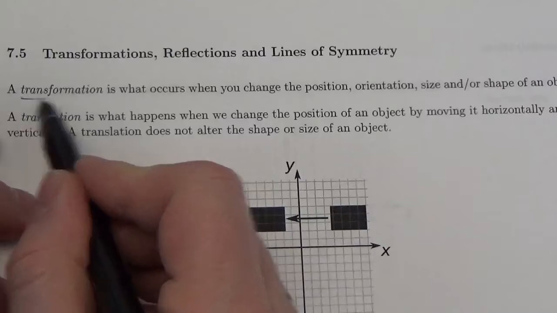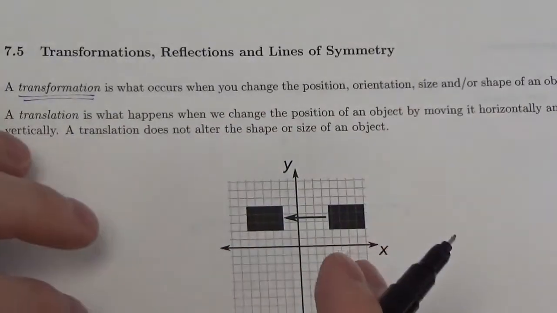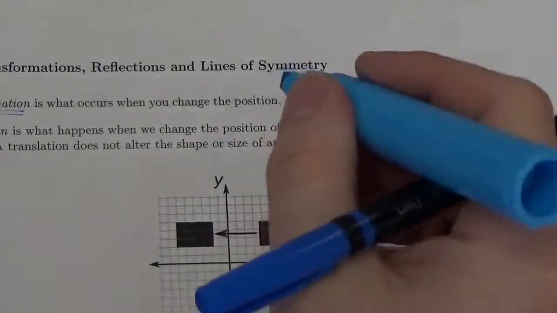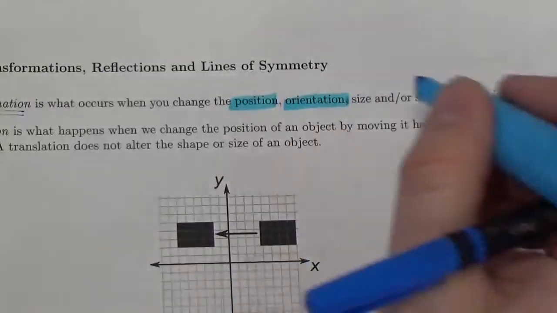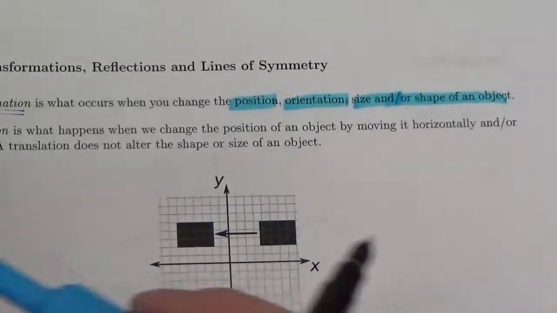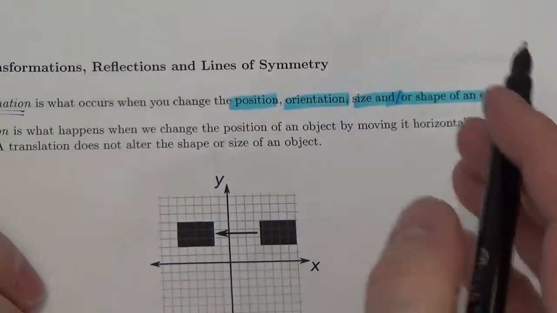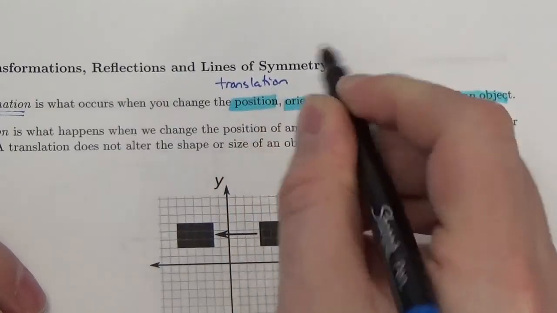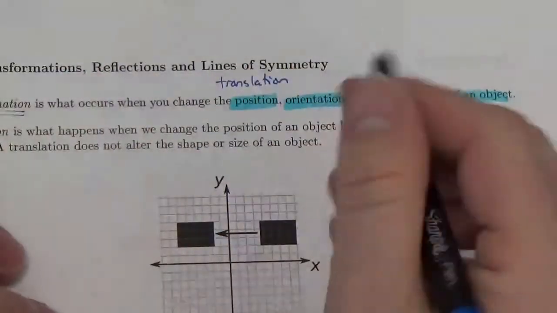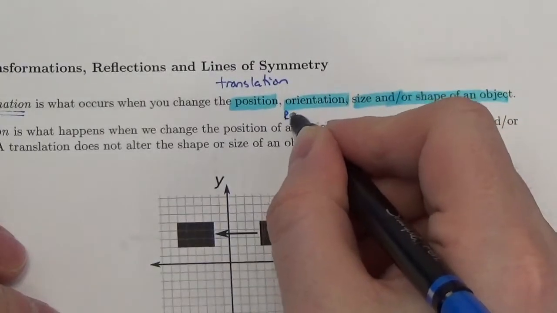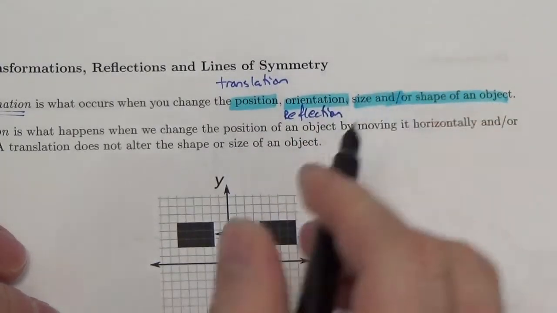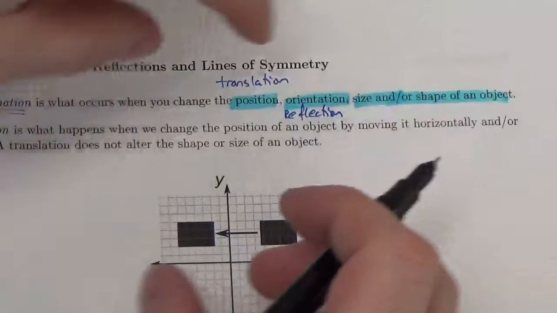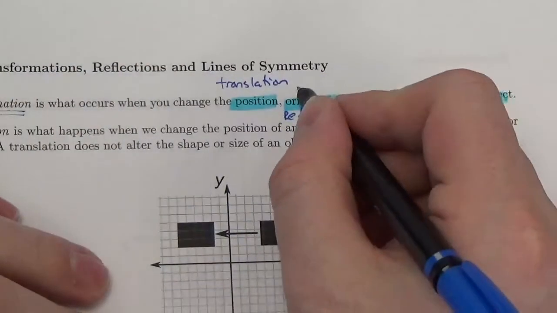Now, a transformation is when you take an object and you change its position, and we've got these highlighted here. It's the position, the orientation, and then the size or shape of the object, which could mean a stretch. By position, we typically refer to this as a translation, when you're moving it left and right or up and down. Orientation, maybe we're talking about a reflection here, so that all of a sudden the object, maybe it was pointing one way, now it's pointing another way, so it's orientation, or we rotate it. Reflection, it could be a rotation.